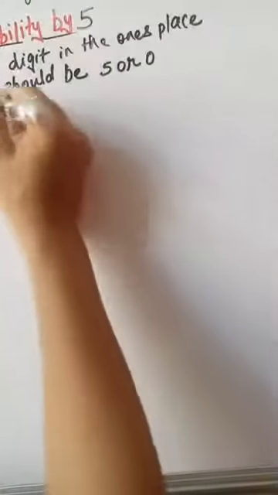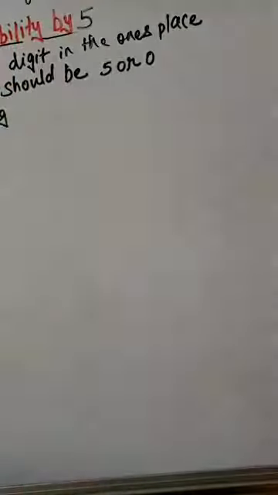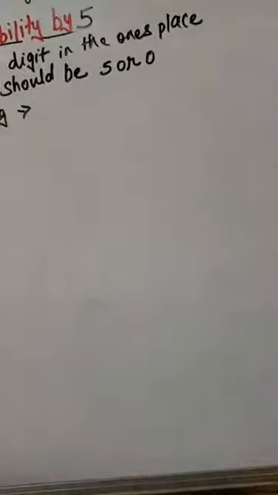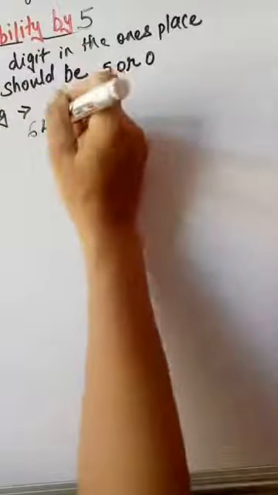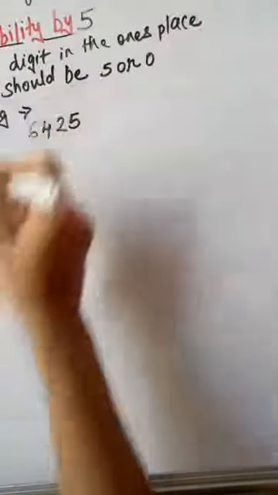Now I'll give an example. You are going to check the ones place, and then tell me whether the given number is divisible by 5 or not. In this we are not going to do the sum. We are going to do the sum only when we find the divisibility by 3. But in 2 and 5 we are going to check the ones place. So the example is 6, 4, 2, 5.